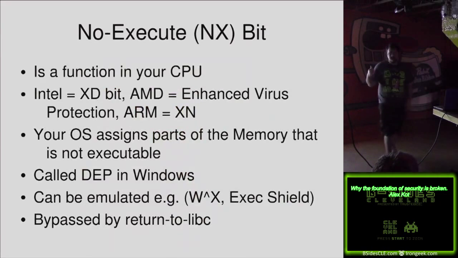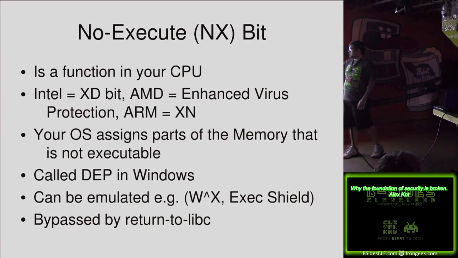So your NX bit, your no execute bit. It's a function in your CPU. Intel calls it the XD bit, AMD calls it Advanced Virus Protection, and ARM calls it XN. This stuff's been out for a while, since 2003, maybe even before. Basically, your OS assigns a part of the memory that is not executable. So when your memory is called and you try to pop something in there, the CPU has a check saying this should never be executed in this range of memory. And your OS creates controls for that. In Windows, it's called DEP. You can emulate it through W^X or ExecShield.